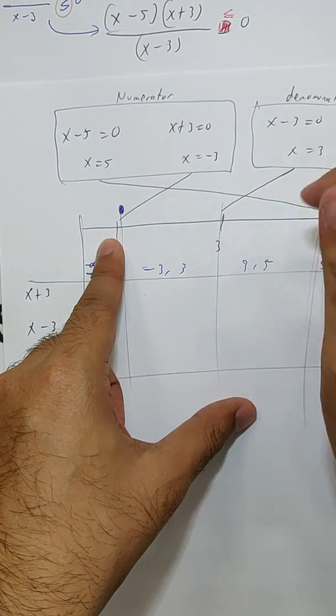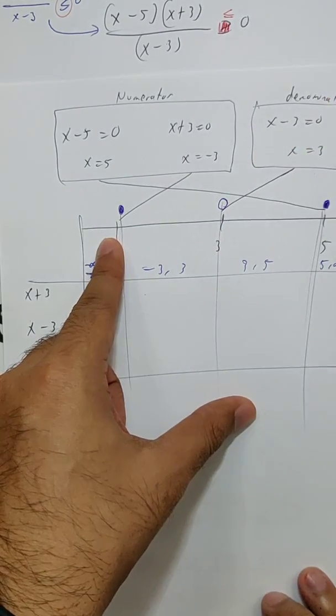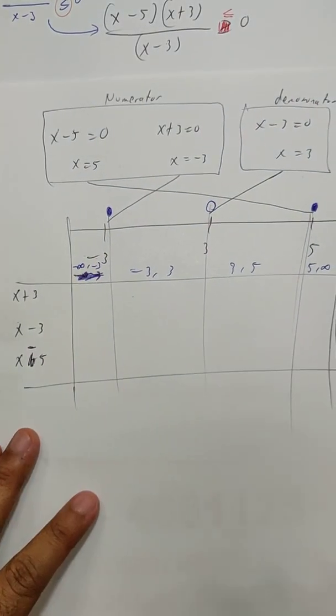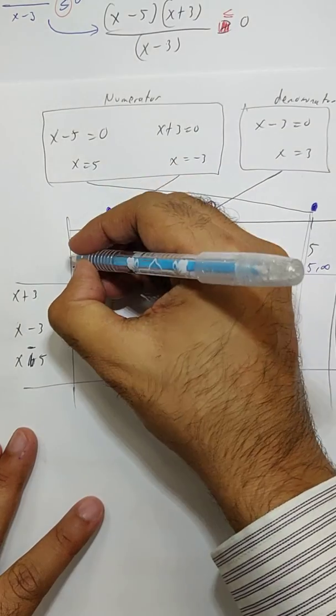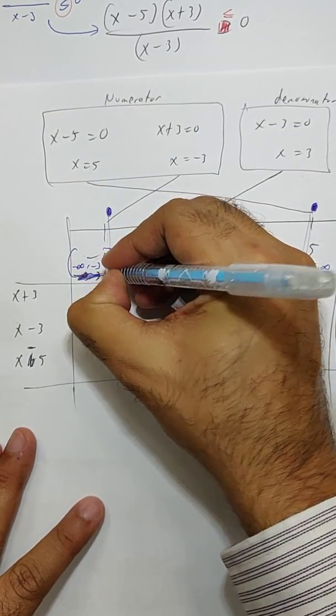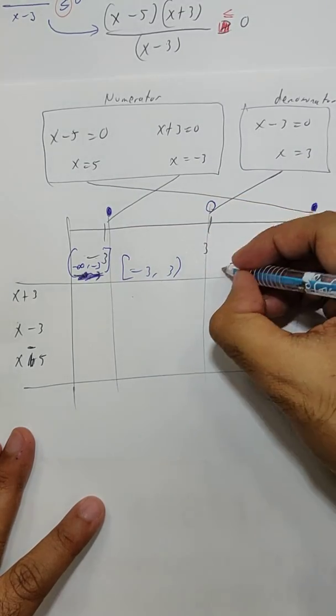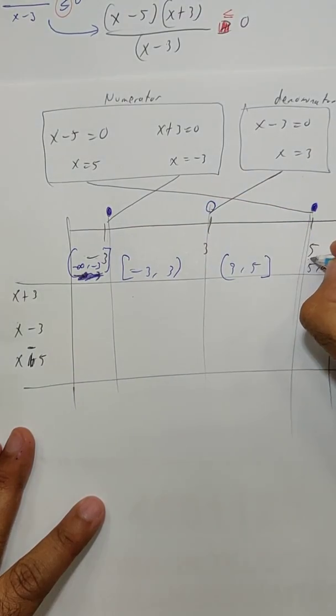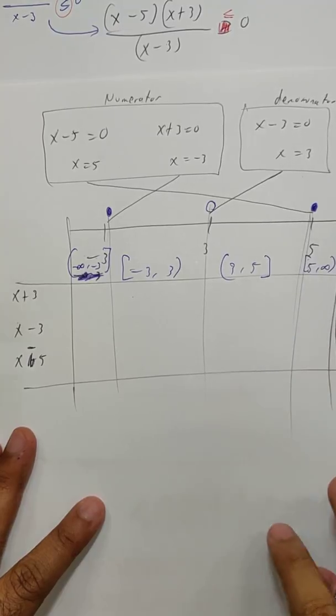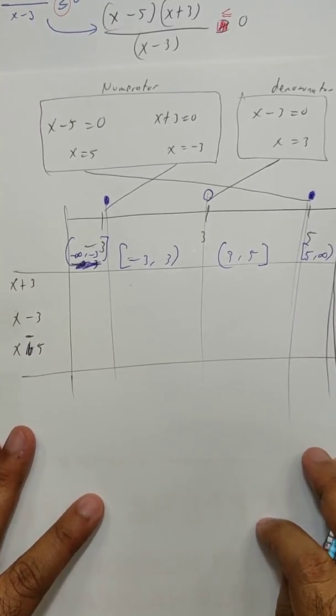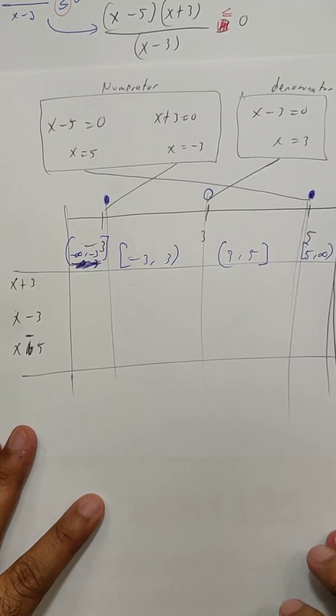For the denominator, it needs to be open. That's a bit of improvement. So here, open, close, close, open, open, close, close, open. Okay? Now what about choosing the negative, positive?